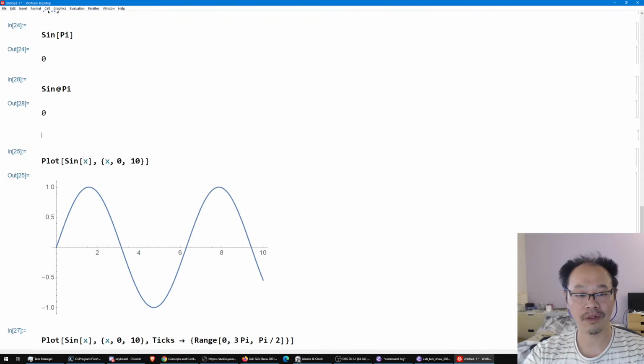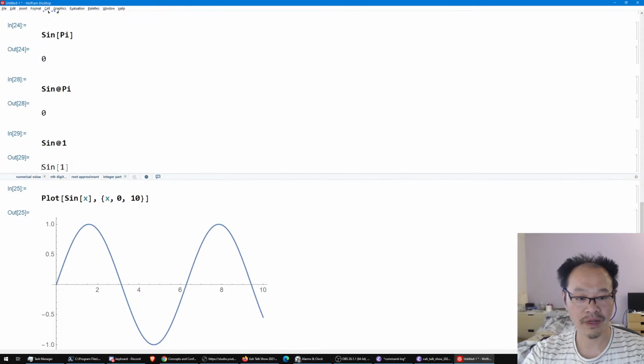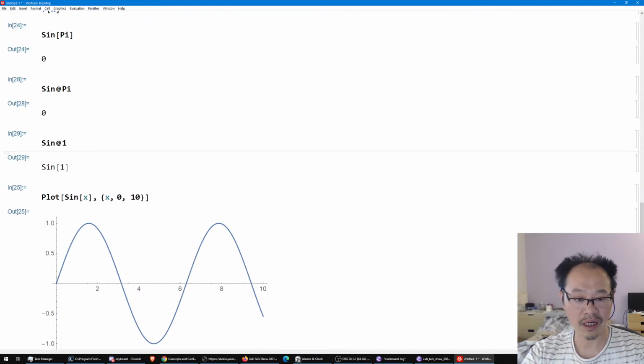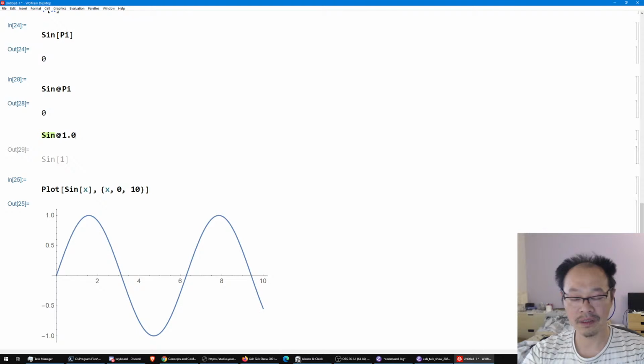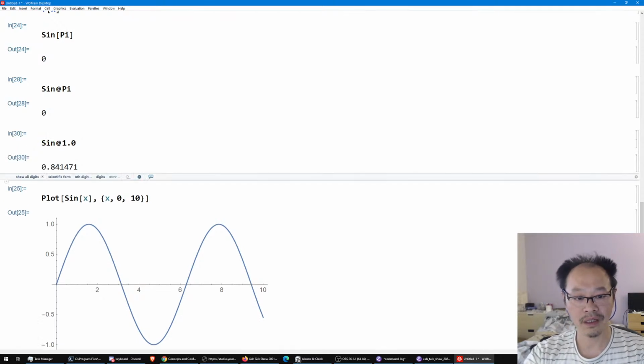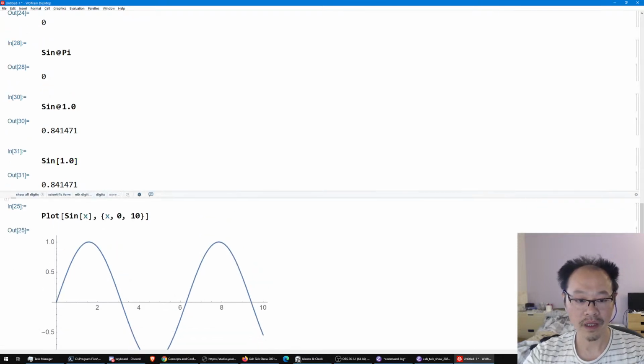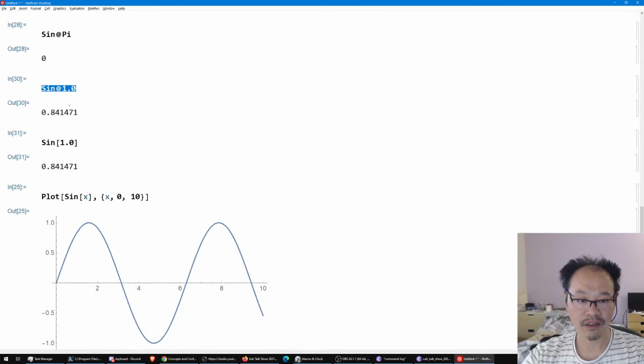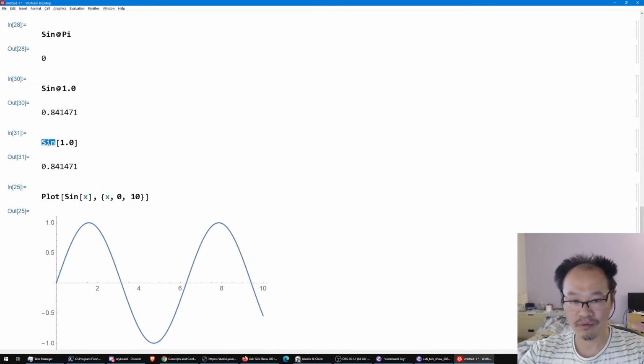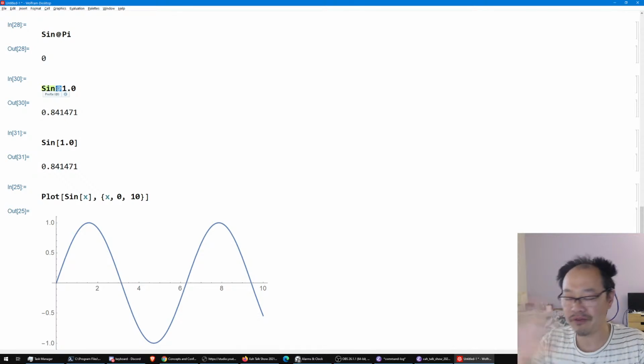Let's try another example. Sine at 1. Let's see what's the value. So that's a symbolic result. Let's say sine at 1.0. Okay, you got 0.84 something. You can also write it as sine bracket 1.0. Compare these two notations, sine at versus sine bracket. The at is a prefix notation, and this works for any function, not just sine.